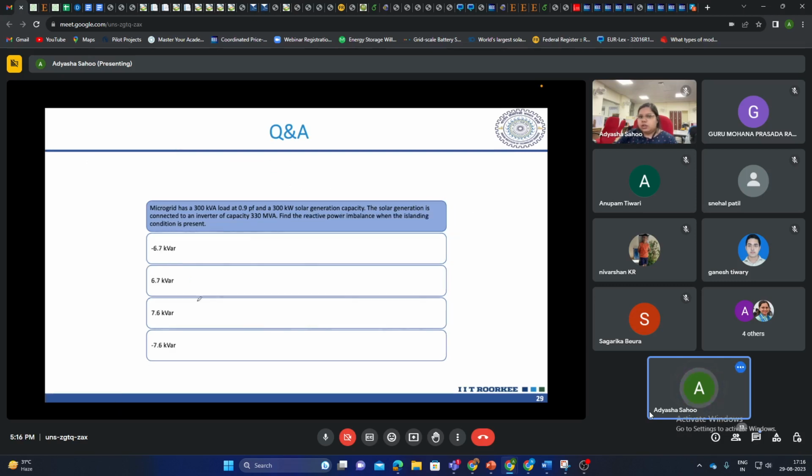Then for the next question, the same question, but now you have to calculate the reactive power mismatch. The microgrid has a 300 kVA load at 0.9 power factor and a 300 kilowatt solar generation capacity. The solar generation is connected to an inverter. Find the reactive power imbalance when the islanding condition is present.